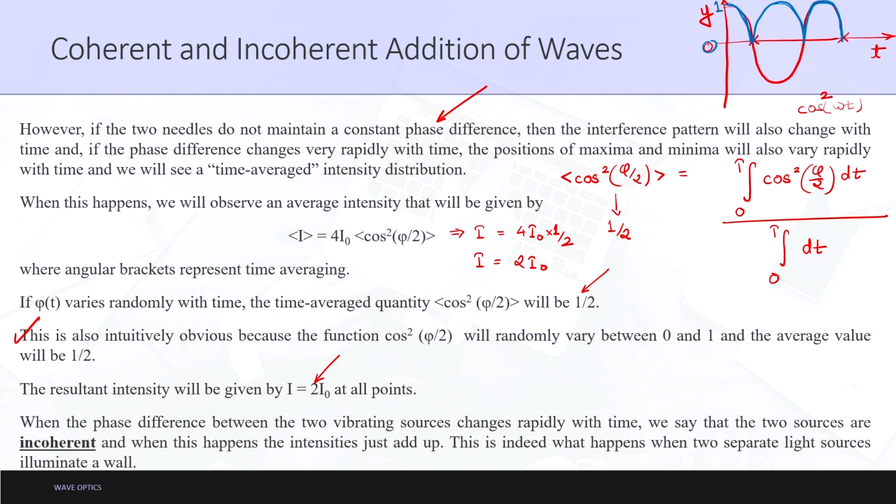This is indeed what happens when two separate light sources illuminate a wall. This explanation is discussed in subsequent slides. So, when does this happen? This happens when two light sources illuminate a wall. So, this is the complete concept of what coherent and incoherent sources are. Let me conclude the chapter here, because then the next concept, that of Young's experiment, will be explained.